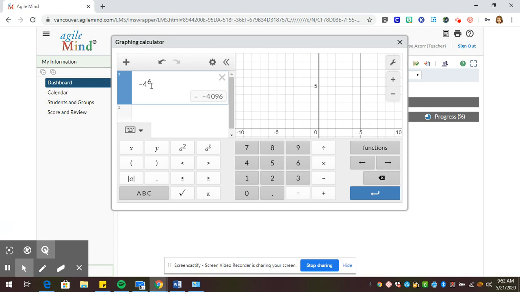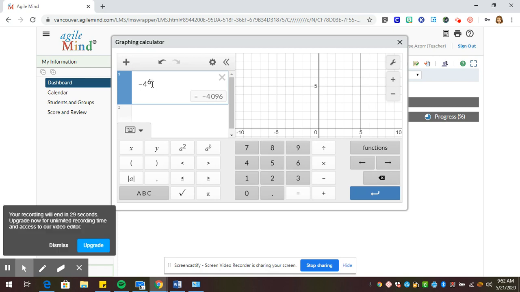But actually what this has done is, just like how an exponent only applies to the variable it touches, this only applies to the number. It actually didn't include the negative. So what this did is it took 4 and raised it to the 6th power and then made it negative.